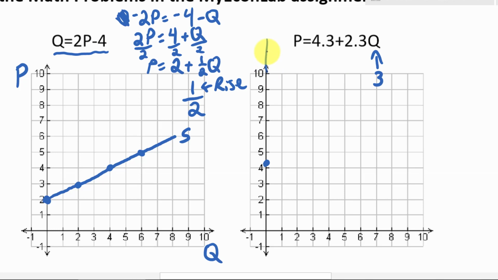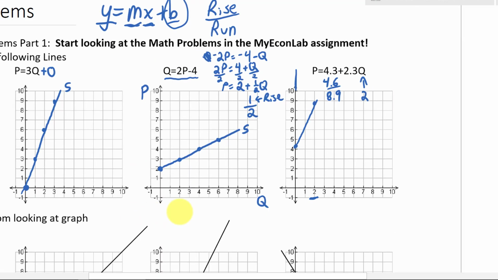Now in that case, we're kind of off the scale, and we could guess where that 11.2 would be. Or we could back off a little bit and say, okay, instead of plugging in 3, let's plug in 2, and that'll give us a lower number for P here. So 2 times 2.3 is 4.6. 4.6 plus 4.3 is going to give us 8.9. So when quantity equals 2, 8.9 is going to be almost 9 there. And we just do the best we can there, plotting at least 2 points, using a ruler, connecting a straight line.